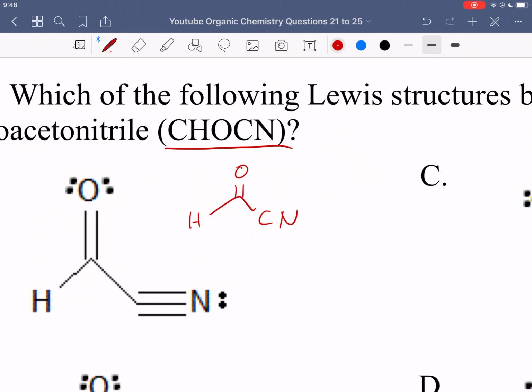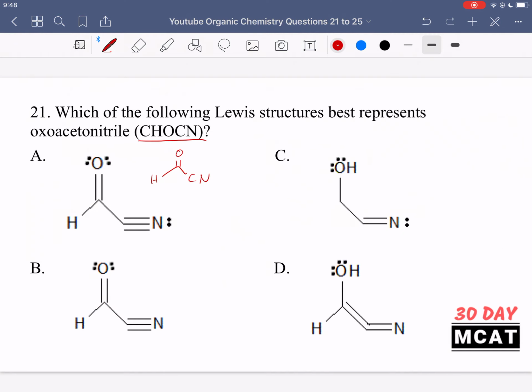And then if it has one bond to oxygen, it's not satisfied. It needs to have 2 bonds. So the answer to that is that it has a double bond to the oxygen, and we're talking about a carbonyl here, and then CHO is telling us that we're talking about an aldehyde. So in this case, the ones that are not aldehydes, we can remove those options. So option C we can remove because it's giving us an alcohol instead of an aldehyde.